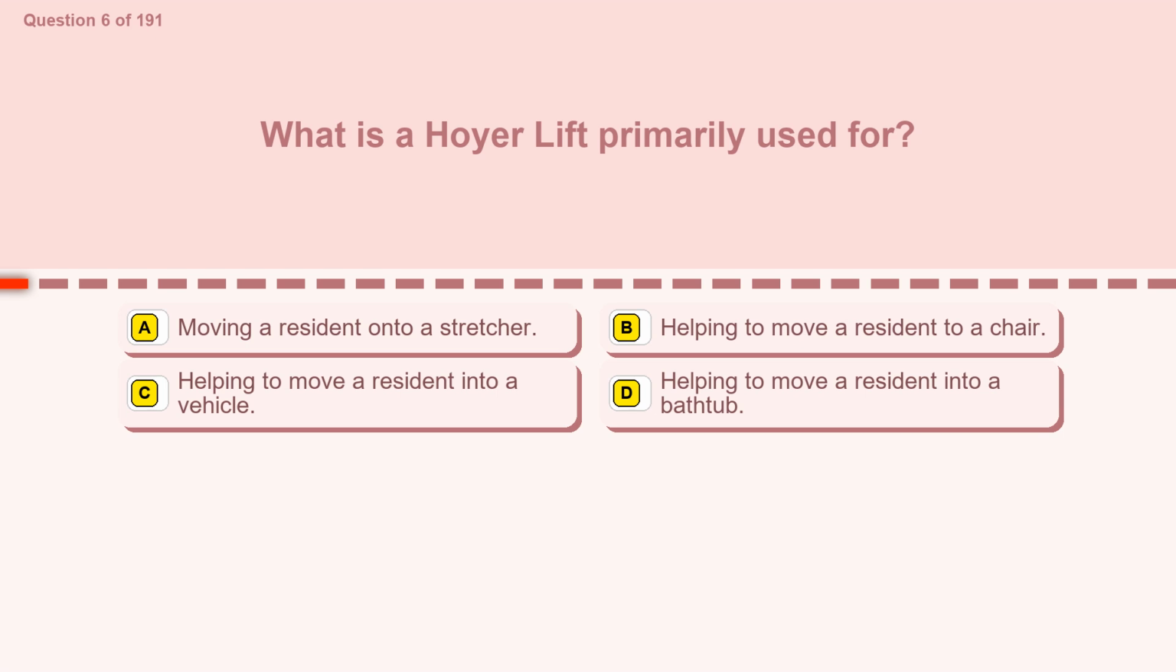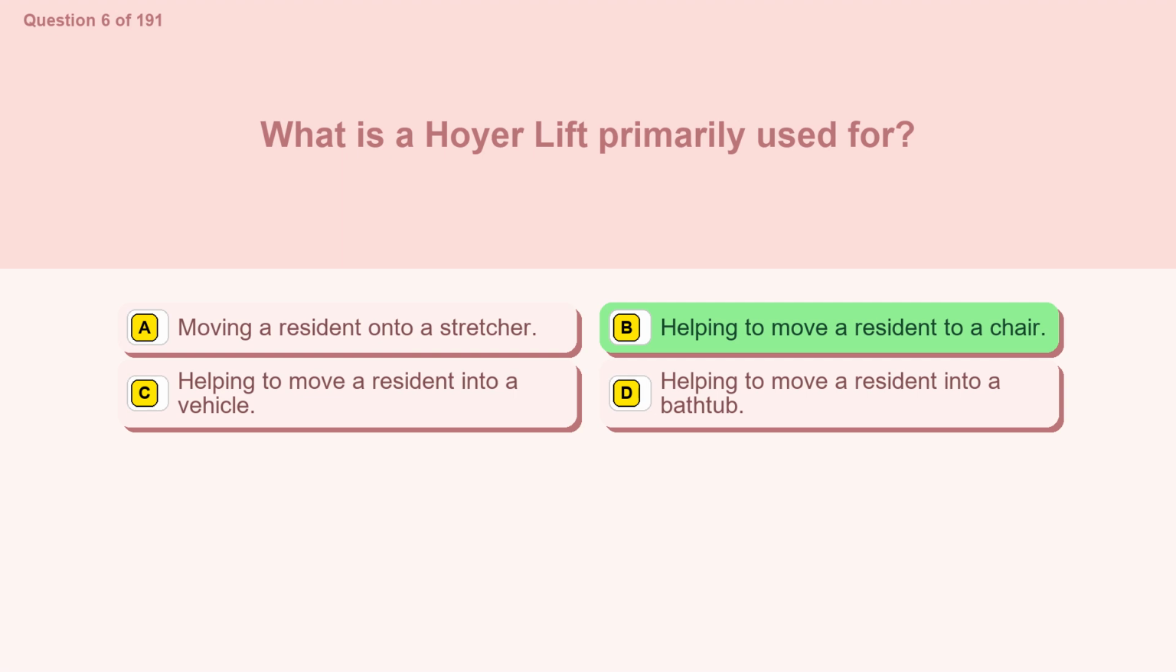Question 6. What is a Hoyer lift primarily used for? Option A. Moving a resident onto a stretcher. Option B. Helping to move a resident to a chair. Option C. Helping to move a resident into a vehicle. Option D. Helping to move a resident into a bathtub.